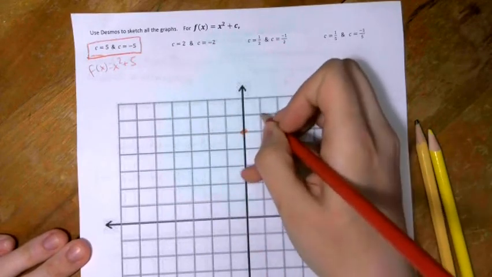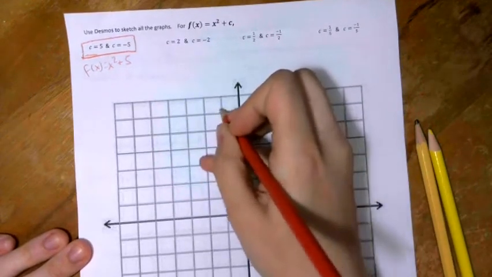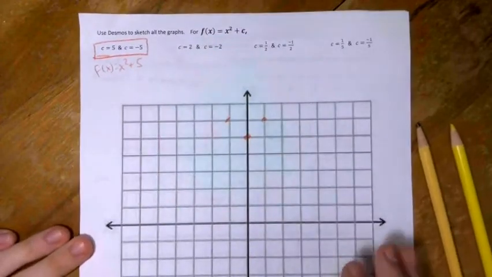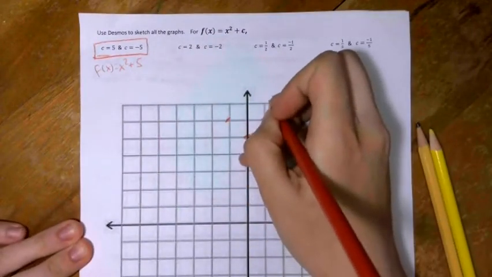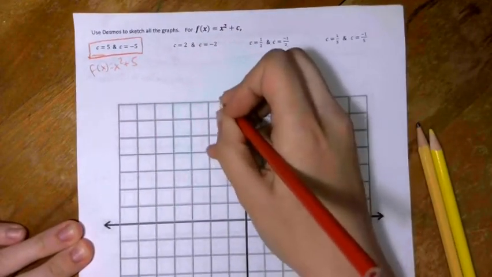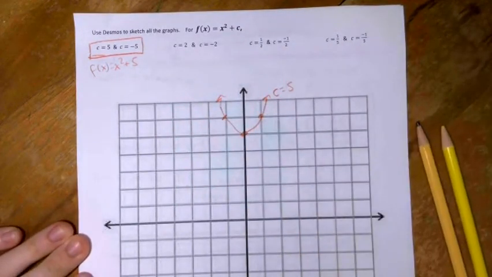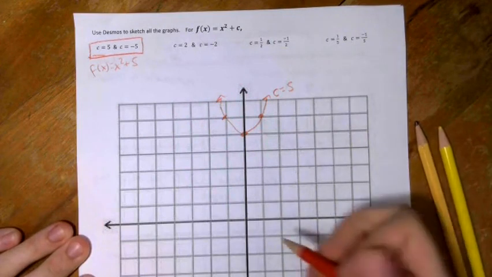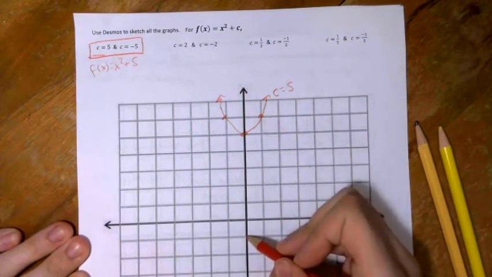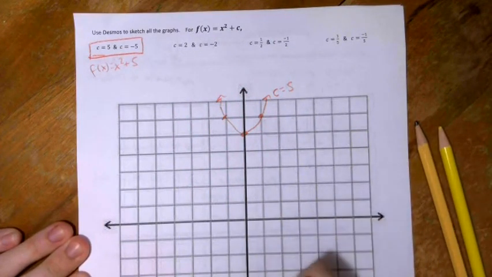And then my next point is 1, 6 and negative 1, 6. So my graph for when c is 5 looks something like that. And then when c is negative 5, my graph starts at 1, 2, 3, 4, 5 on the y-axis. And then I have a 1 and negative 4 and a negative 1 and negative 4.